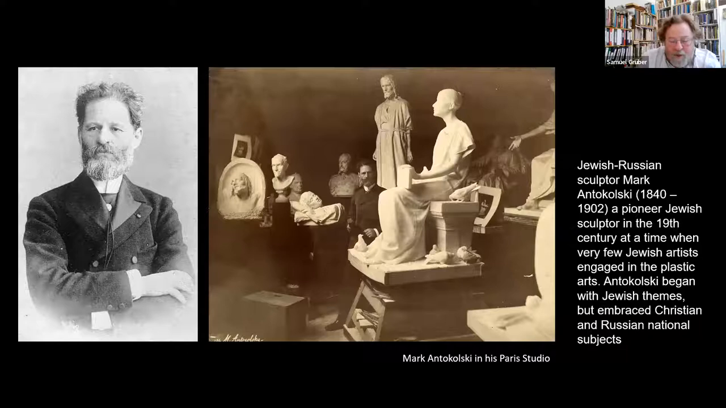Jews were beginning to be trained in painting at the academies, and in architecture a little bit by the late 19th century, but not so much in sculpture. So Antokolsky was one of the first, but he also established himself very quickly as one of the best sculptors in Russia. He became a favorite sculptor of the imperial court, and he was commissioned by churches and by many other people to do a lot of work.